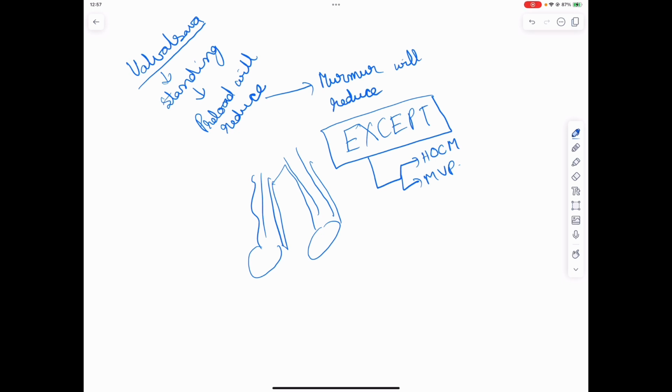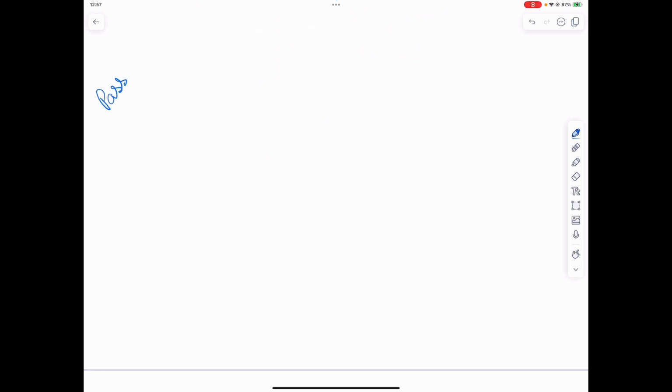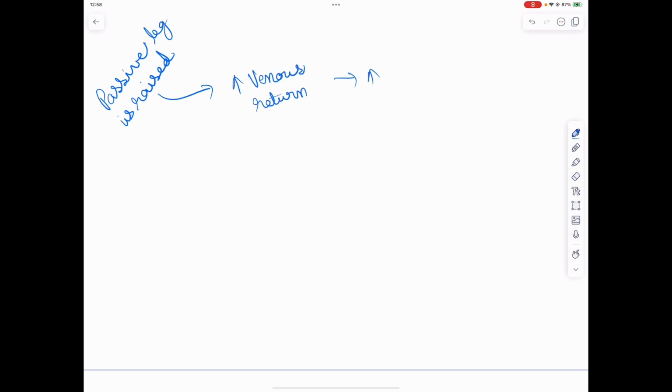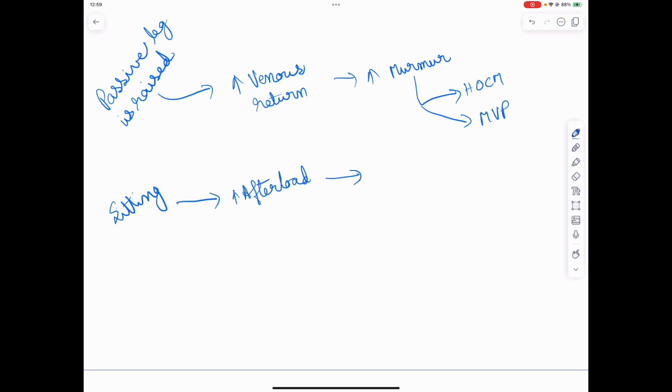Now, for example, after Valsalva, the person passively has the leg raised. This results in increased venous return, which results in increased murmur. Again, there are two exceptions, HOCM and mitral valve prolapse. But now if the person is sitting down, then the afterload is increased, and when the afterload is increased, the murmur would increase, except HOCM, mitral valve prolapse, and aortic stenosis.